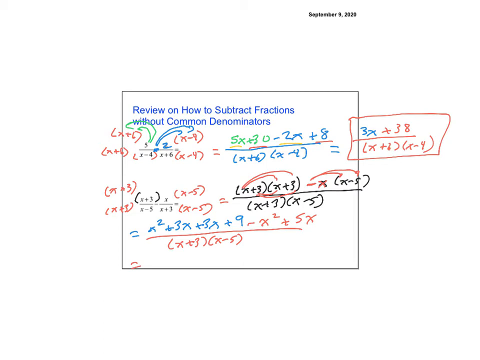So now we can combine our like terms. X squared minus x squared there. The x squareds there are going to cancel out. We've got a 3x plus a 3x is a 6x, plus a 5x there is an 11x. And then we have a plus 9 all over x plus 3, x minus 5.